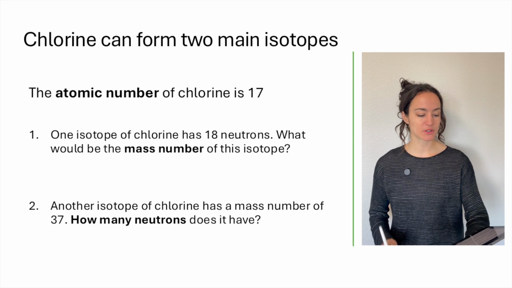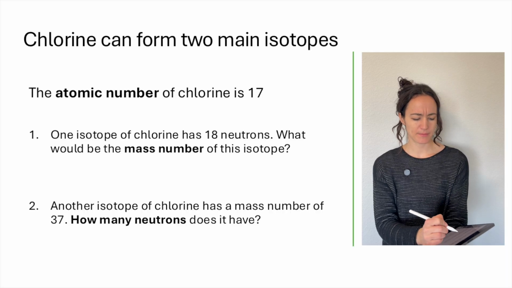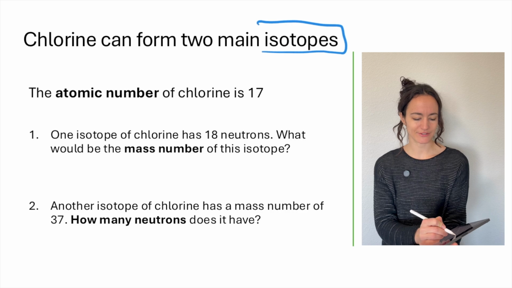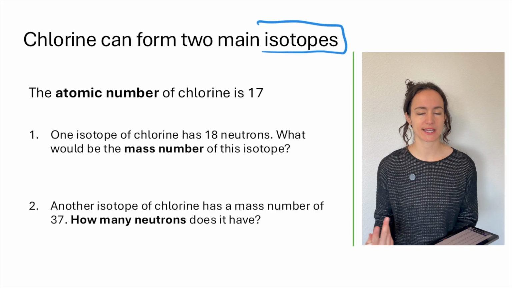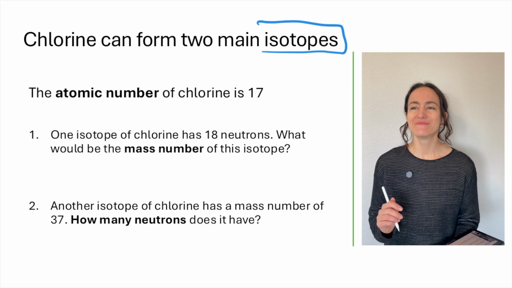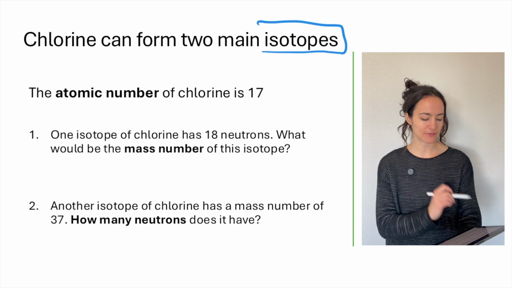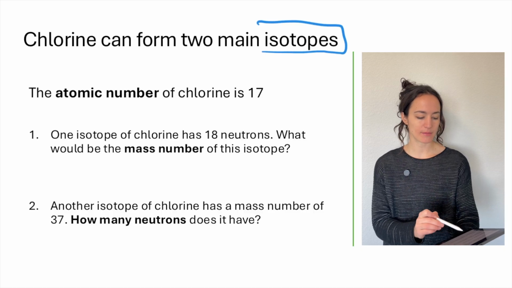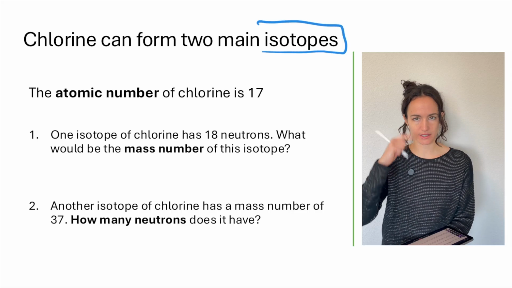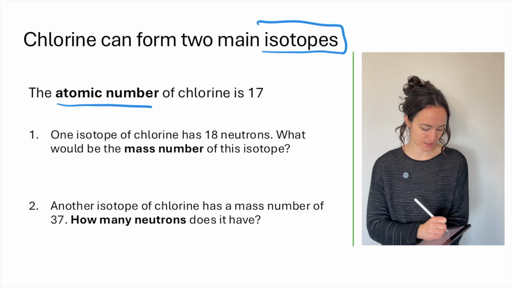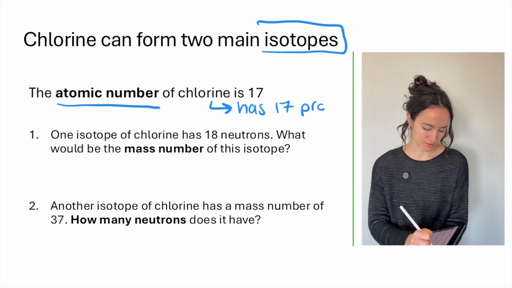Let's do some other practices. So chlorine can form 2 main isotopes. We haven't learned the word isotope yet, but remember how I brought up that you can have different atoms for a given element. They have the same number of protons always because that's the identity of an element, but they can differ in those other subatomic particles. So here I have 2 versions of chlorine. The atomic number of chlorine is 17. You should already be trying to translate this in your head. What does that mean? If the atomic number is 17, that means chlorine has 17 protons.